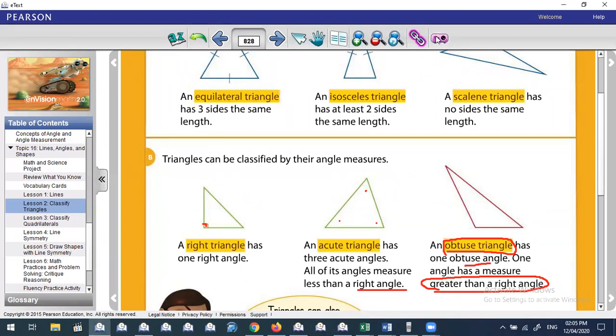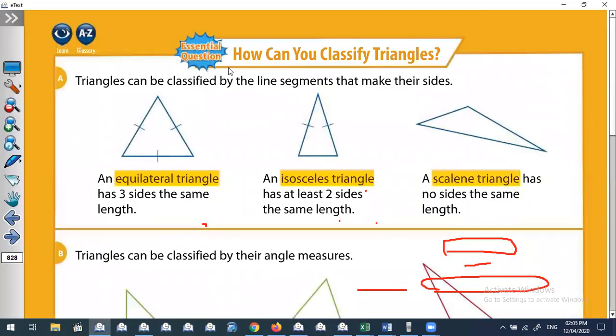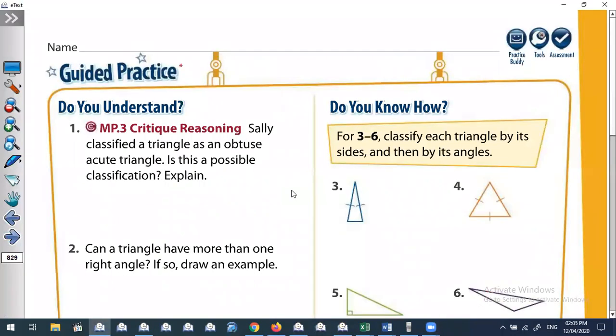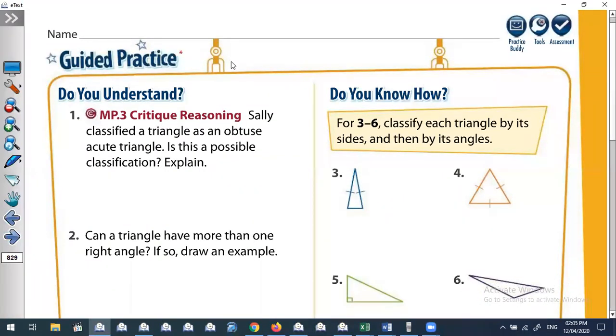Let's start our exercise to understand this part well. Here, classify each triangle by sides and also by angles. In this triangle, we have 2 sides equal in length because we have the same dashes. So you have 2 sides equal in length, so it will be an isosceles triangle.